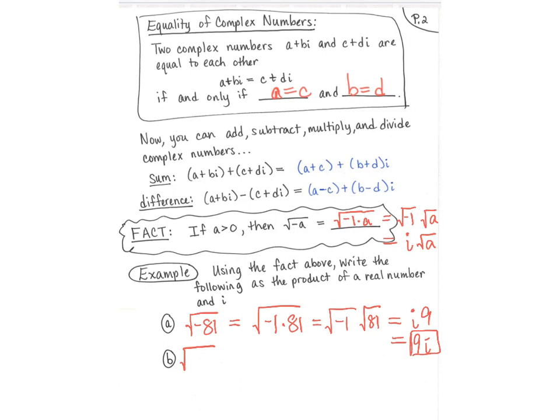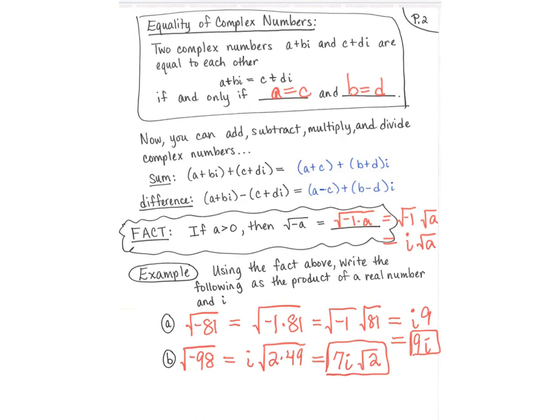Now, you can pause the video and work through the example, the square root of negative 98. I'm going to go ahead and go through that, but you should pause it and work through it on your own. Using this rule, we get i times the square root of 2 times 49, because there's a perfect square in 98, and that's equal to 7i times the square root of 2, since the square root of 49 is equal to 7.